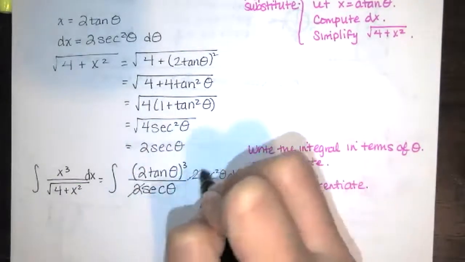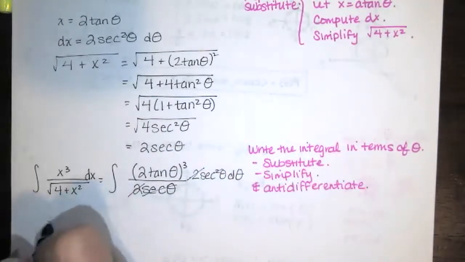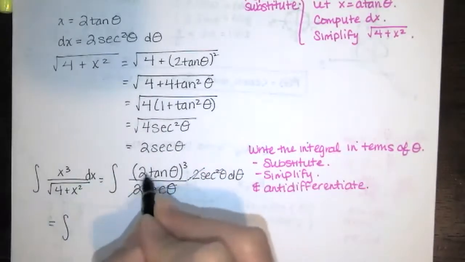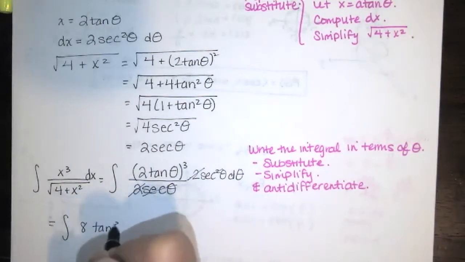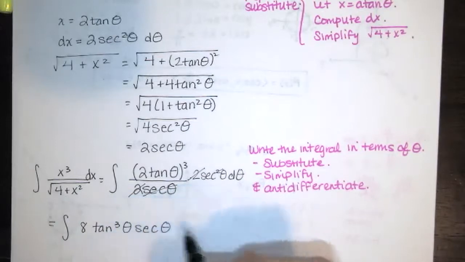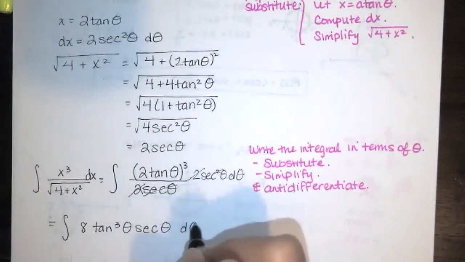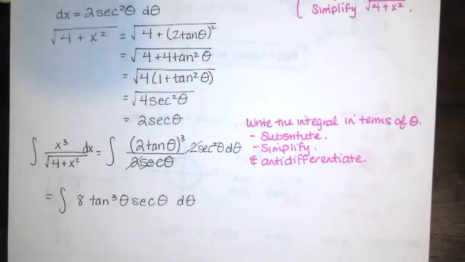So we simplify where we can. The 2's reduce. One of the secants will reduce. And we're left with this. I've got 2 cubed, which is 8. Tangent cubed of theta is right there. And then secant of theta is multiplying that. And then we evaluate this using whatever methods we like.